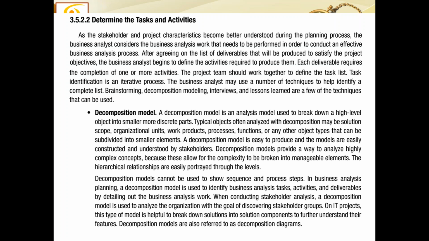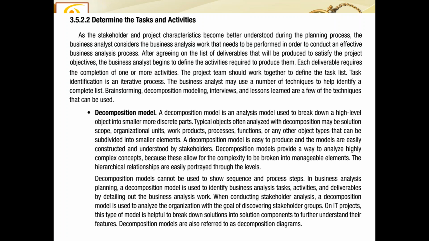And I hope you understand decomposition. Decomposition is breaking something down logically. So a decomposition model is an analysis model used to break down a high-level object into smaller, more discrete parts. Typical objects often analyzed with decomposition are solution scope, organizational units, work products, processes, functions, or any other object types that can be subdivided into smaller elements. So a decomposition model is easy to produce, and the models are easily constructed and understood by the stakeholders. Decomposition models provide a way to analyze highly complex concepts because they allow for the complexity to be broken into manageable elements. The hierarchical relationships are easily portrayed through the levels.